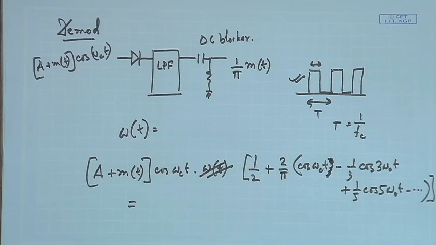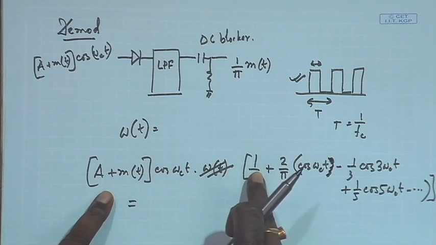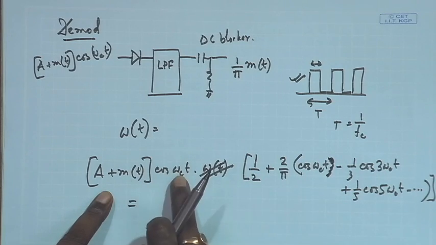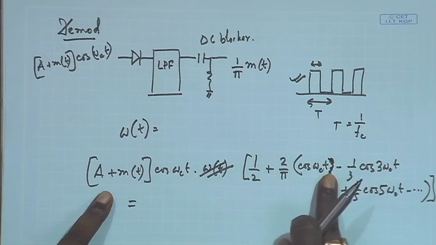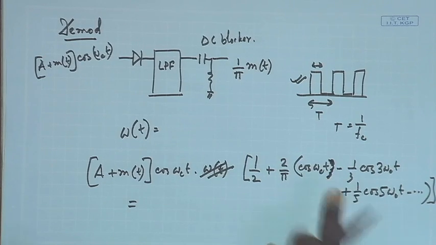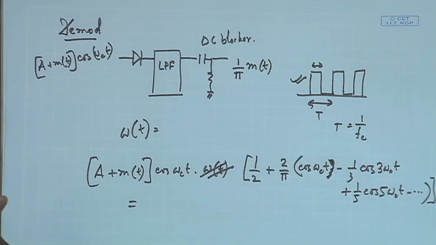Now, just do the multiplication. What I will get is A plus mt into cos omega ct into this one, that is the first term. The second term will have A plus mt cos omega ct into 2 pi into this cos omega ct. That will give me one baseband part and another higher frequency part, and all other multiplication terms will be either at omega ct or some higher harmonics of omega ct.